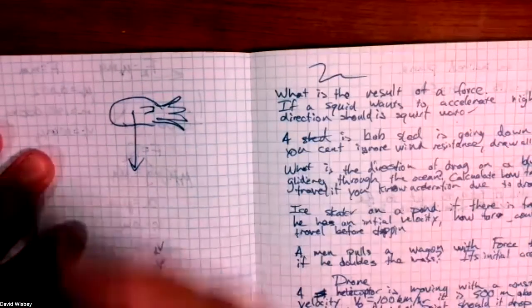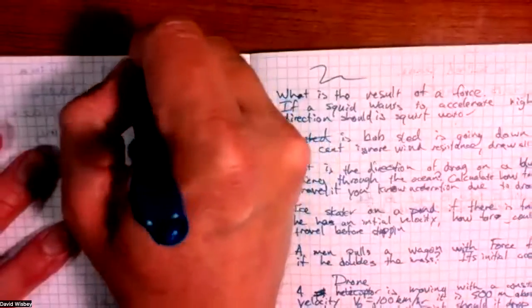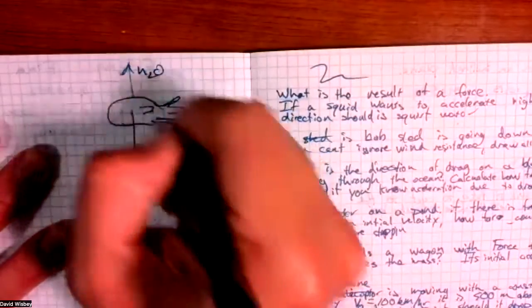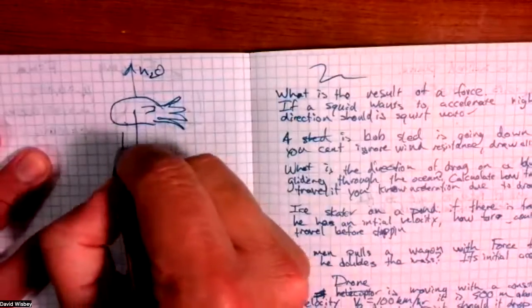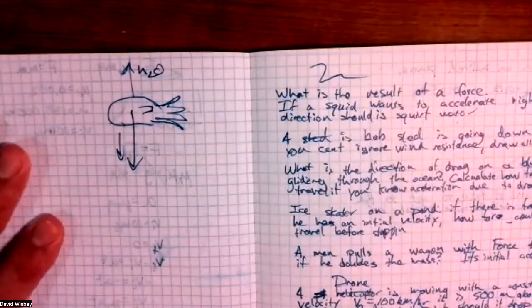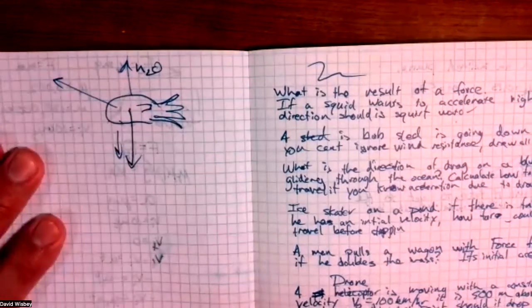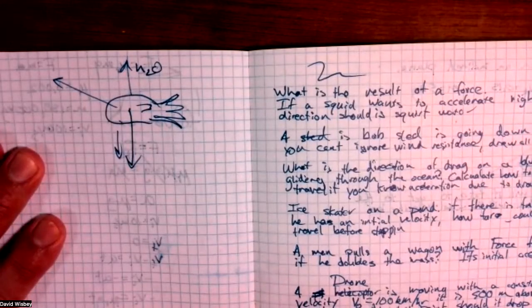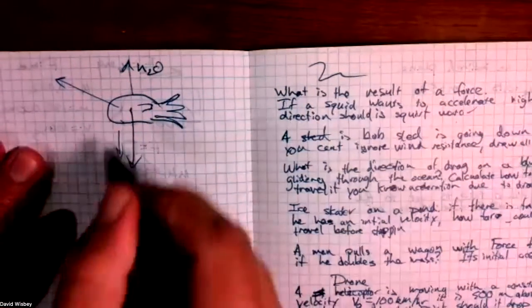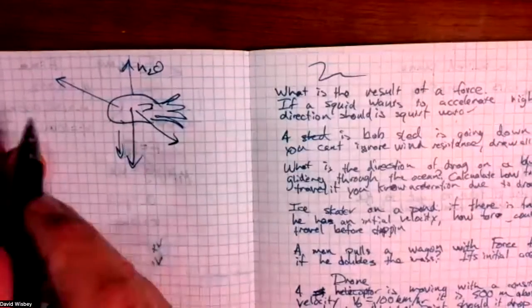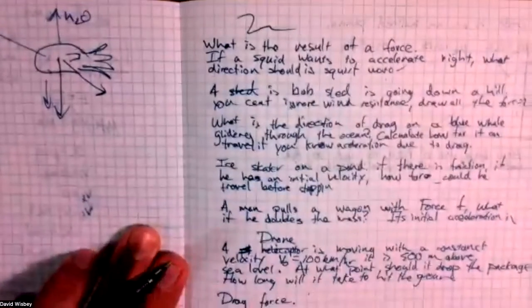Up. Yes, that's correct. It should shoot water out this way, and so the resulting force will push the squid down in this direction. All right. What if the squid wants to go up into that way? Which way should it shoot water? Down, right. Yes. Okay. So the squid pushes water out this way, and that makes it move in the opposite direction.